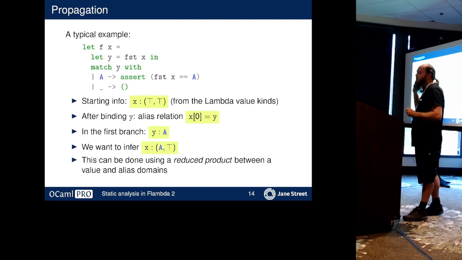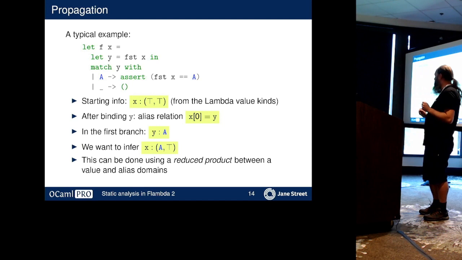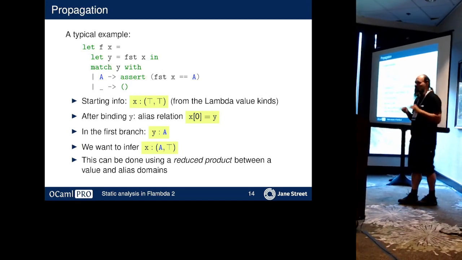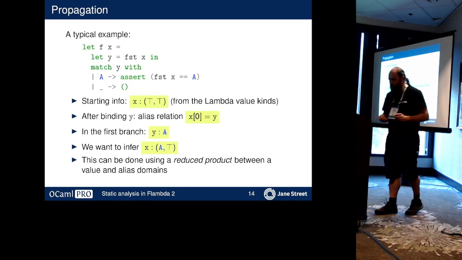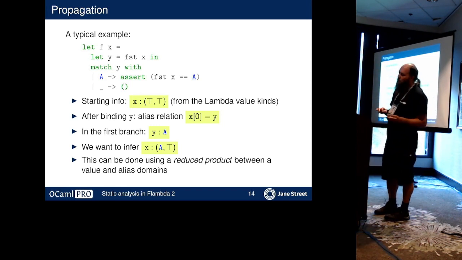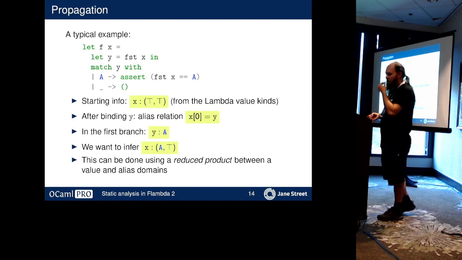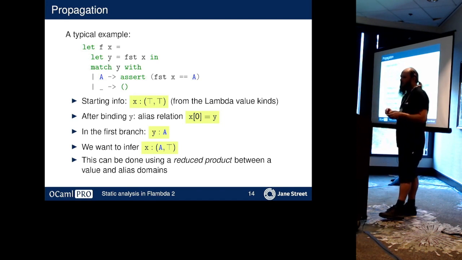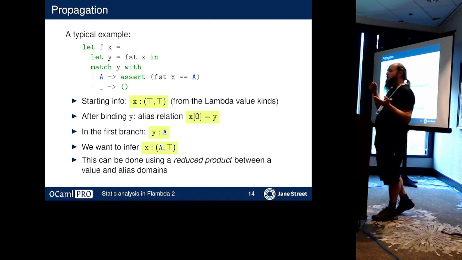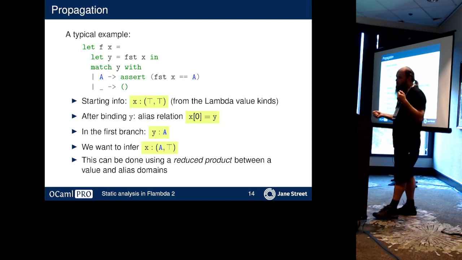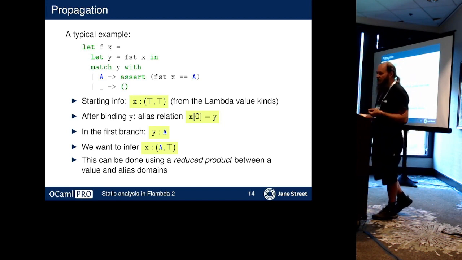Then when we bind the Y variable, we are going to extract it from the X. So we are going to remember the alias that it is something related to the first field of X. Then in the first branch of the match, we want to know in some way that it's related to the first field of X. If we discovered that y was a, then we want to be able to find that the first field of x is the same thing as a.